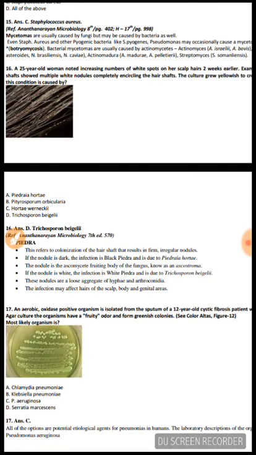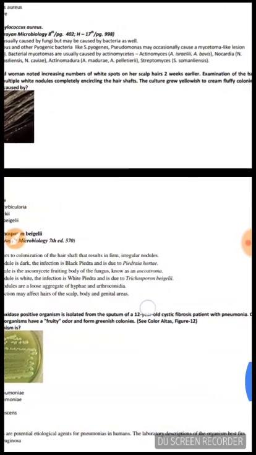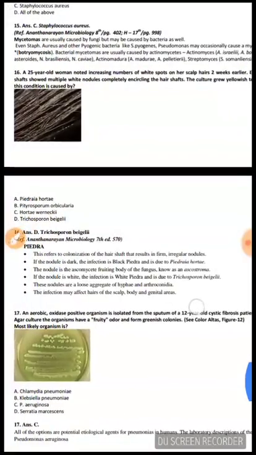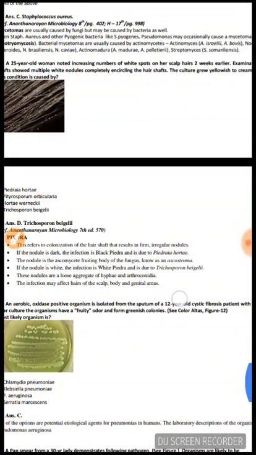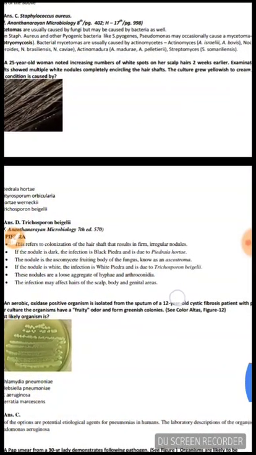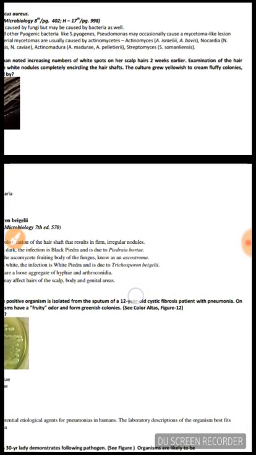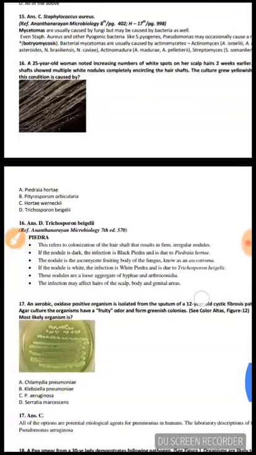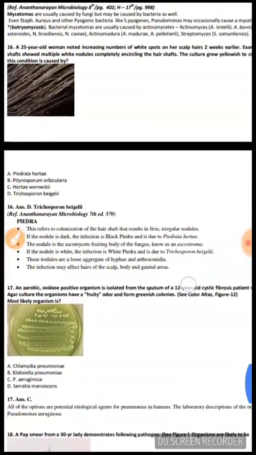Moving to question number 16, a 25-year-old woman noticed an increased number of white spots on her scalp hairs 2 weeks earlier. Examination of the hair shaft shows multiple white nodules completely encircling the hair shaft. The culture grew yellowish to creamy fluffy colonies. This is characteristic of.